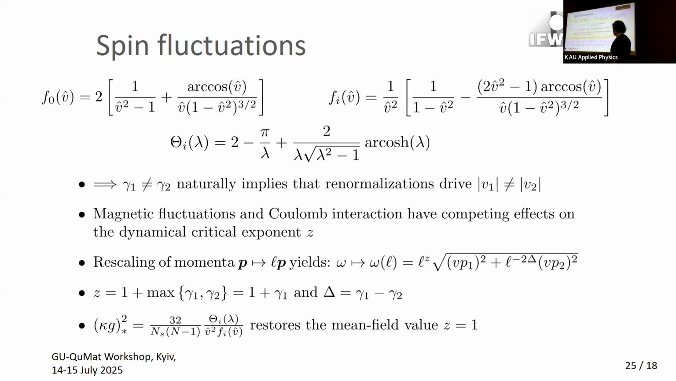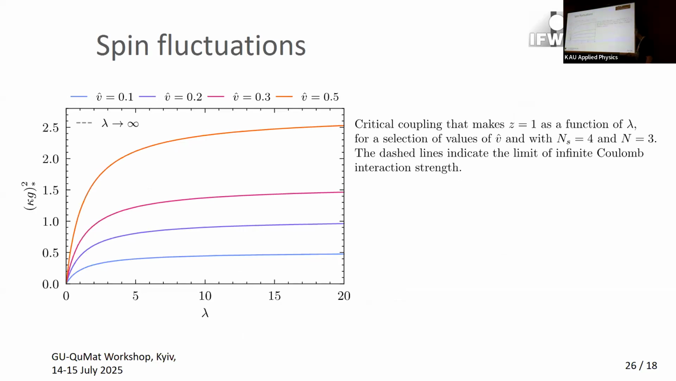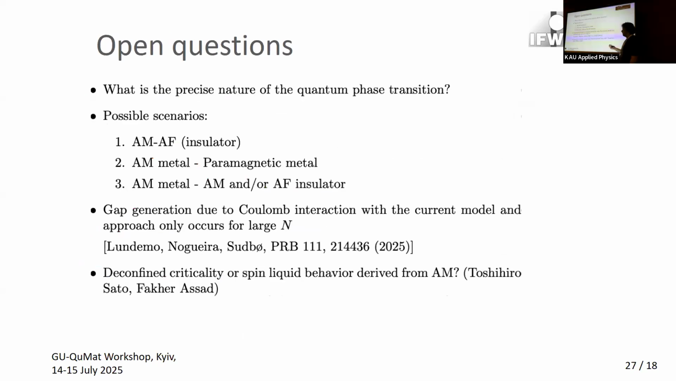So then I look at the value kappa G star squared that restores the value z equals 1. I can plot a graph for this constant as a function of lambda. These all represent the critical couplings that make z equal 1. But this requires some fine tuning. In general, the z is non-universal.